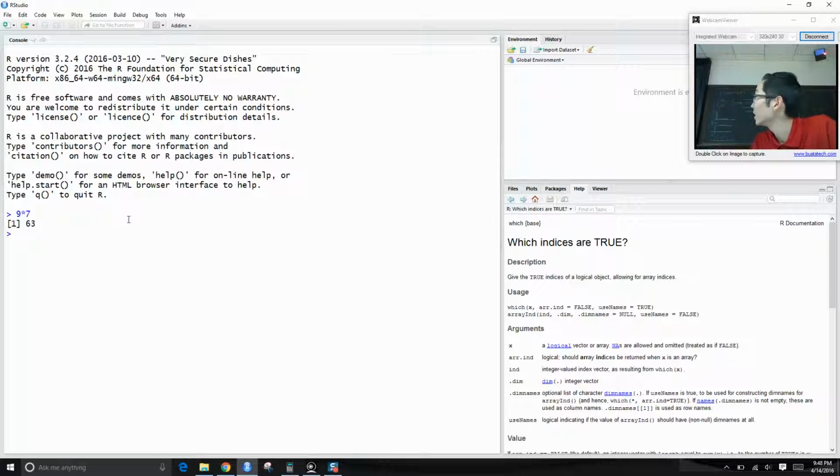And it says, okay, 9 times 7, that's 63, okay? It gives you a little bracket 1. This means, because R is designed for lots of data, sometimes your answer will have like 40 components, or 1,000 components to it, and so it indexes it, and it basically says the first part of your answer is 63, okay? R generally does not care about spaces, so we can say like 4 plus 7, oops, and then it says, okay, your answer there is 11, okay?